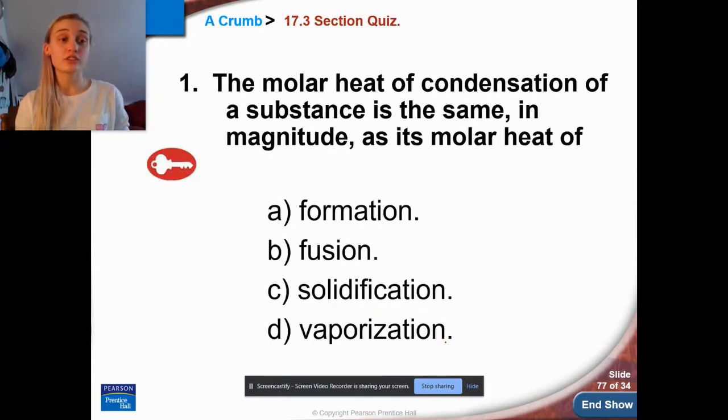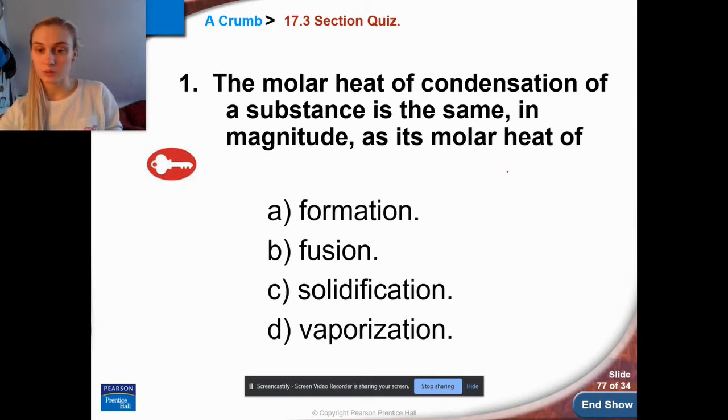So now we have our end of chapter section quiz. I'll talk through these questions, because usually in class I ask you guys what you think, but obviously I can't do that right now, which makes me sad, but whatever. So this question is saying the molar heat of condensation of a substance is the same in magnitude as its molar heat of. And so we talked about this in terms of the graph.